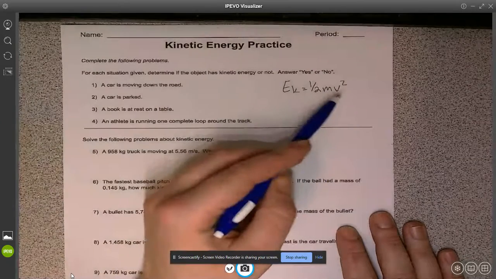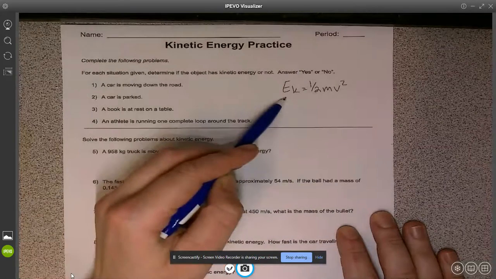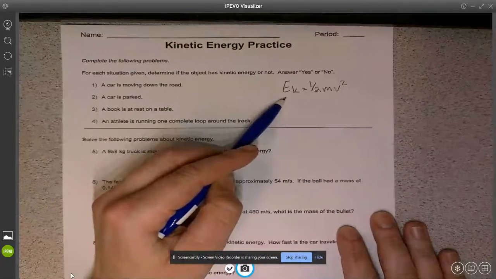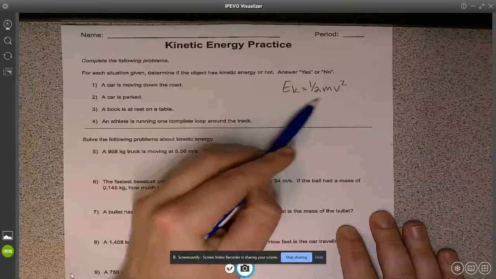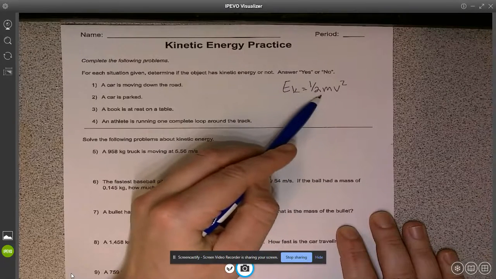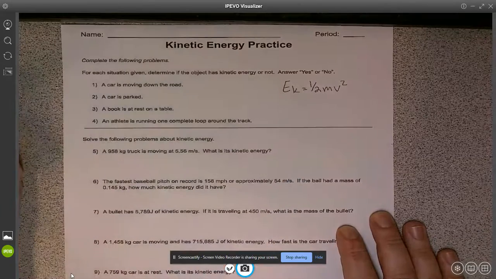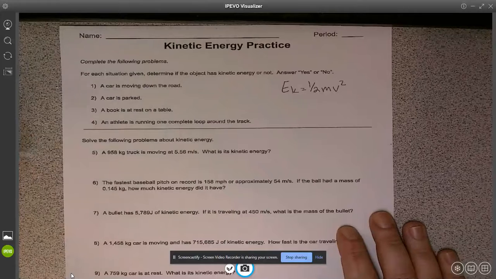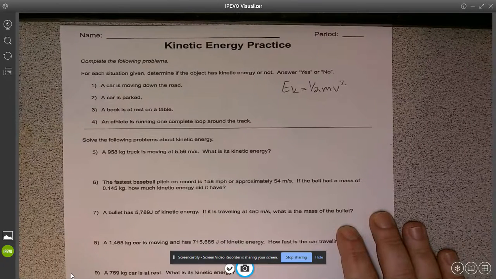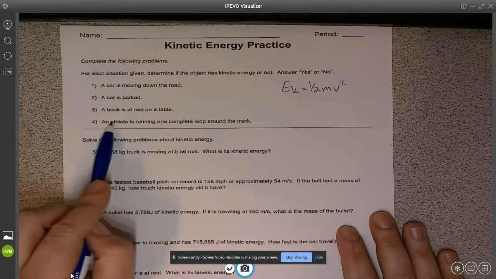So there needs to be some sort of velocity in order for there to be some sort of kinetic energy. The reason is that if this was 0 and this was being multiplied by whatever numbers these were, the outcome would still be 0, right? Anything multiplied by 0 is 0. Therefore, if there is no movement, no velocity, no distance over time with direction, then there's no kinetic energy.